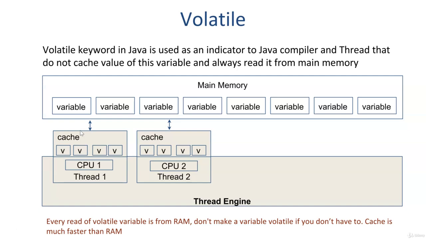The volatile keyword in Java is used as an indicator to the Java compiler and threads that they should not cache the value of this variable and should always read it from main memory.